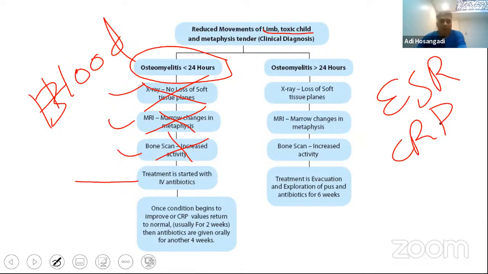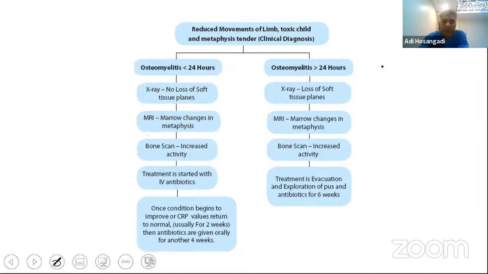Okay. So as I told you, what about the other things? If the child is brought after 24 hours, definitely you can see X-ray change. Please remember, you can see X-ray changes, but it need not be bony changes. Bony changes, as Manjunath mentioned, are only after 7 to 10 days. But in the X-ray, soft tissue planes are lost. Always remember, there can be a tricky question in your exams.